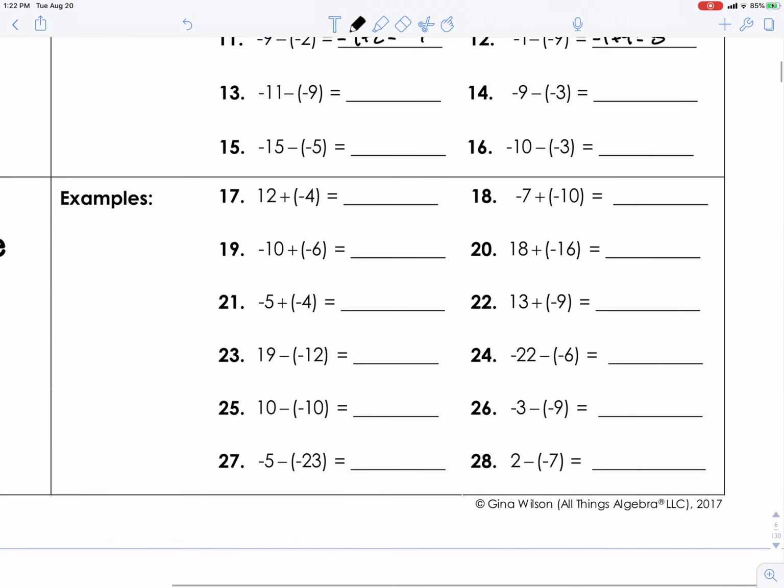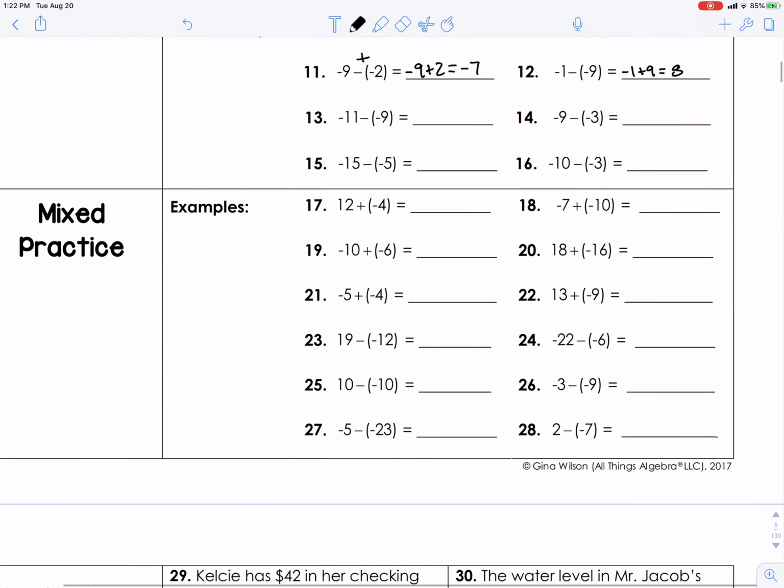Go ahead and pause the video and try to do 13 through 16 on your own. Now, on the bottom here, I want you to try and go ahead and do 17, 19, 21, 23, 25, and 27. Do the odd numbers. I want you to do these on your own. Okay, remember the rules. Go back and look at your other notes.